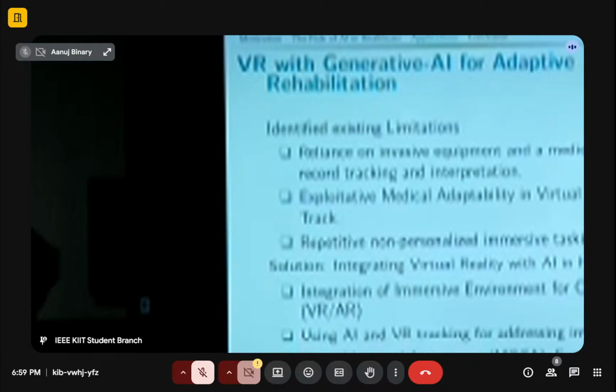Okay, so we'll see a little more about this. I have told you briefly because we have also done work in this, and we have also filed a patent, and it has also been published. So if you are interested, you can contact me.